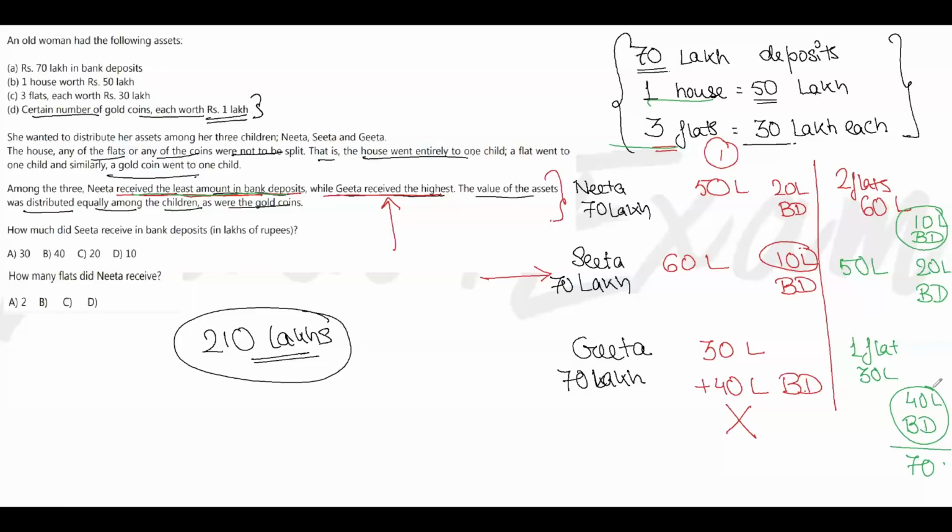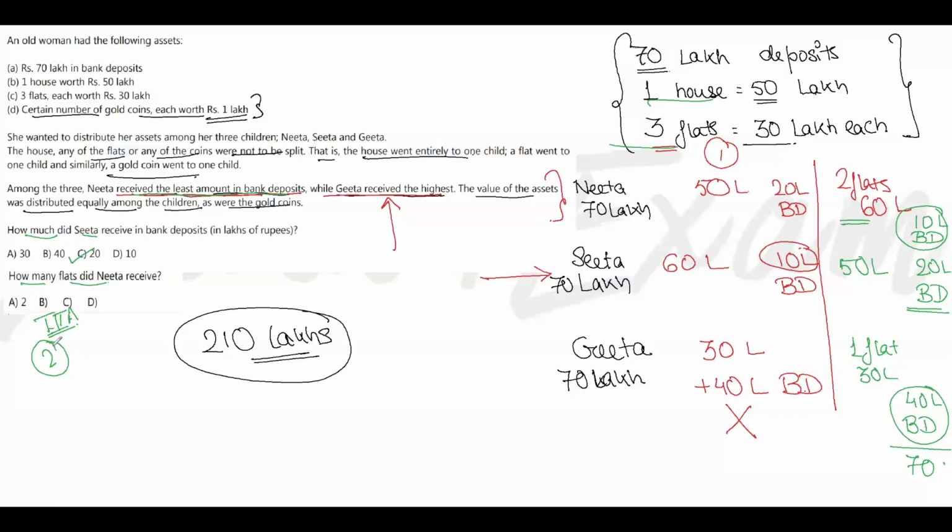So the first question, how much did Sita receive in bank deposits? According to this, Sita received 20 lakhs. So the answer for the first question is option C. Let's move on to the second one. How many flats did Nita receive? Now Nita received only 2 flats, right? So the answer for this was however a TITA question. This was a TITA question, so the answer for this is 2 flats.